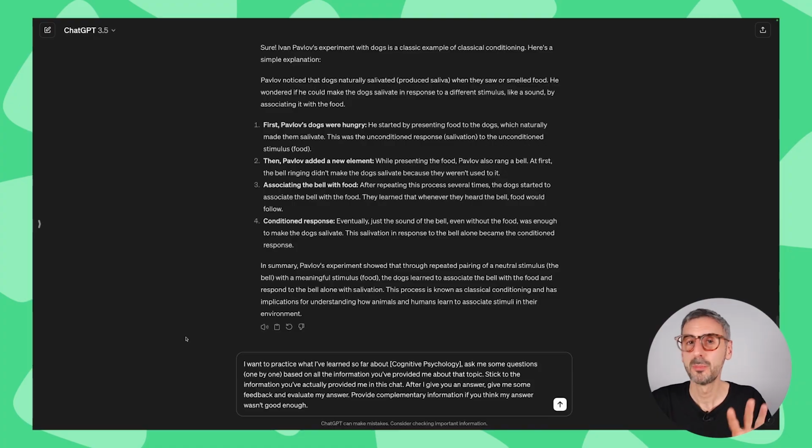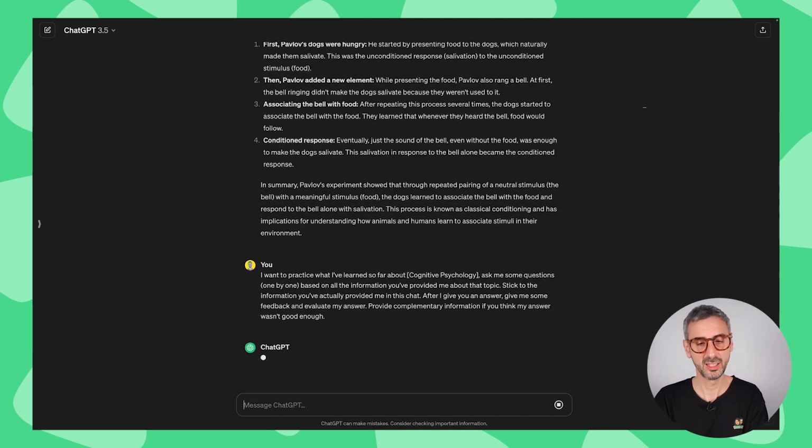So this is a very powerful prompt that will allow you to evaluate what you just learned with ChatGPT. By asking it to only stick to the answers it provided you in that same conversation, you kind of feel safe and you know that this is only what is going to be evaluated. So let's run the prompt and let's see what questions it comes up with.